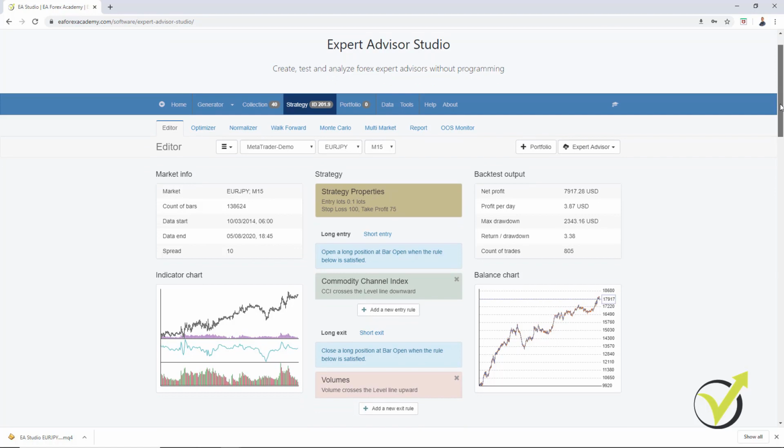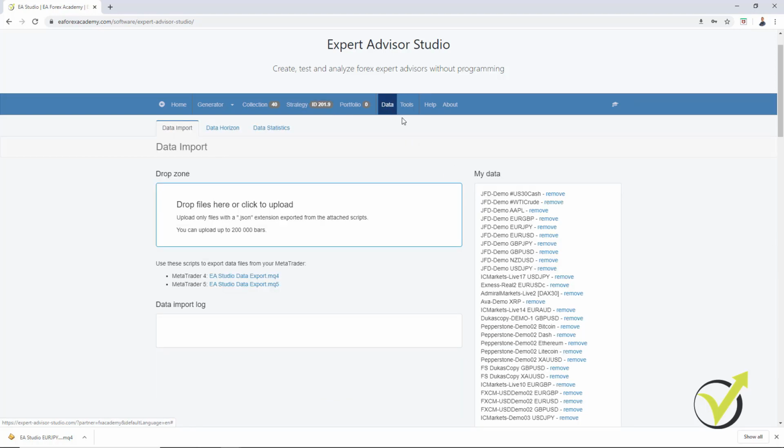As well, we have listed some brokers which we have tested, and many of our students and traders. What you can do is just export the historical data from your broker.